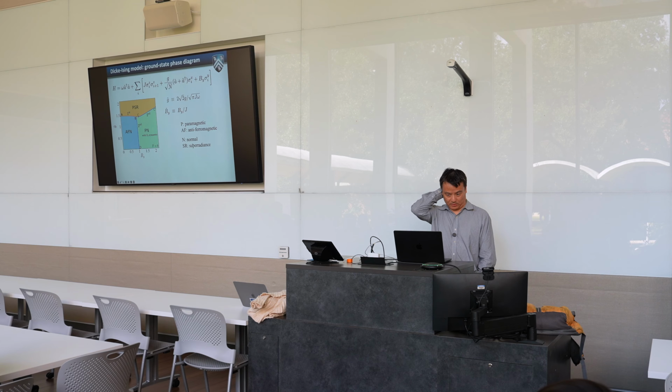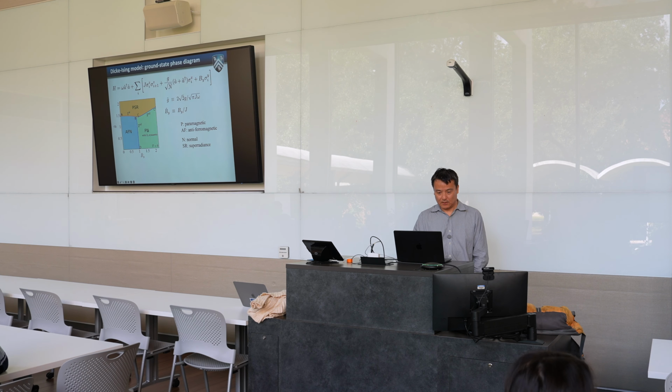These two order parameters are not compatible with each other, and you can show mathematically why they are not compatible. So we have two normal phases. One is antiferromagnetic, and the other is paramagnetic. In the normal phase, the effect of the photon is not important, so we can ignore this. So it's basically reduced to a transverse field Ising model, and for the superradiance phase, it's always paramagnetic.